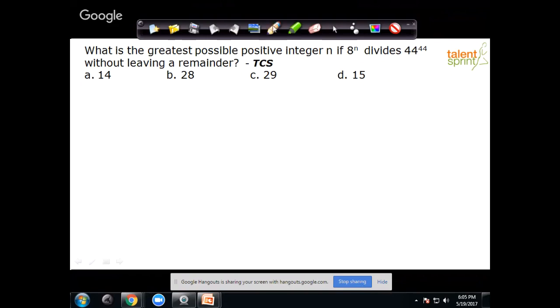Hi Venkat. Let me read out this question. What is the greatest possible positive integer n if 8 to the power n divides 44 to the power 44 without leaving a remainder? What are they asking in the question? They are saying that I am dividing 44 to the power 44 by 8 to the power n. When I divide this, I should not get a remainder. What is the maximum value of n that can come? When I divide this, the remainder should be 0.